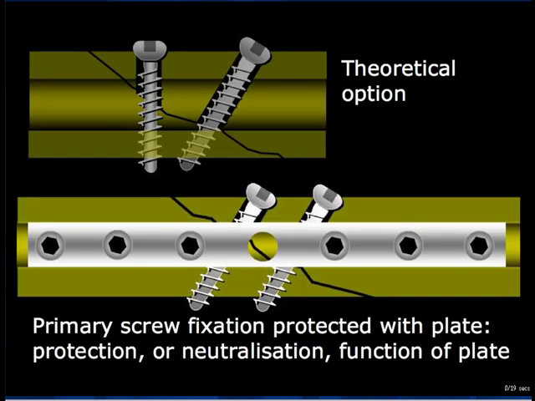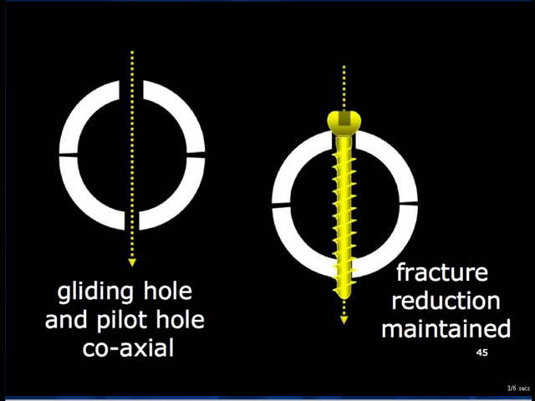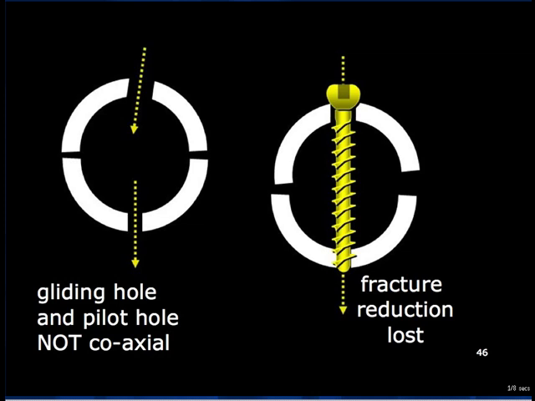The other option is to produce maximal desirable interfragmentary compression with 1 or more screws perpendicular to the fracture plane, and then achieve resistance to shear by using a plate to protect the primary screw fixation, the so-called protection or neutralization function of the plate. It is clearly important that the holes in the near and far cortices be coaxial. If the holes are not coaxial, as the screw engages both fragments, the reduction of the fragments will be affected.